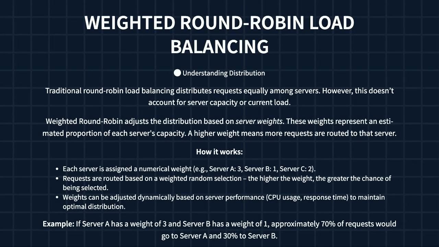Okay, let's talk about weighted round-robin load balancing. It's an improvement over the basic round-robin approach. Standard round-robin just gives every server an equal slice of the traffic, which isn't always ideal if some servers are more powerful or have less work to do at any given time. Weighted round-robin takes this into account by assigning each server a weight, essentially an estimate of how much capacity it has. So, a higher weight means that server gets more requests routed to it. It's like giving bigger slices to the servers that can handle them better. This dynamic adjustment based on performance helps ensure your application remains responsive and efficient.